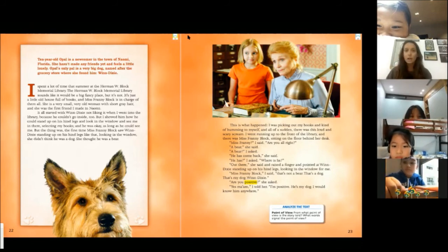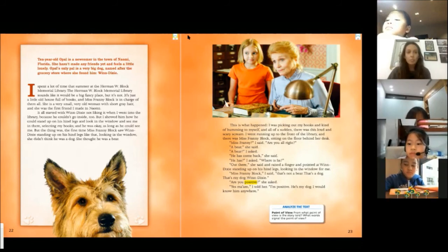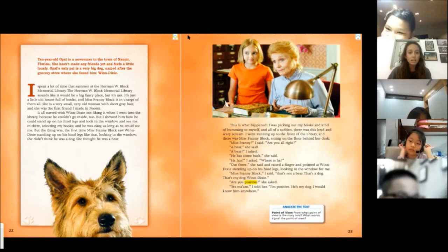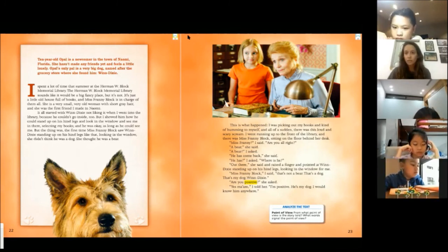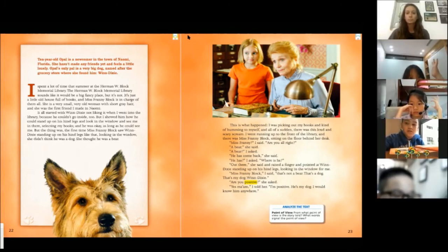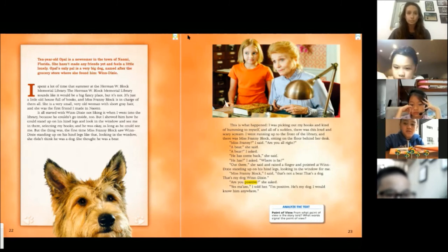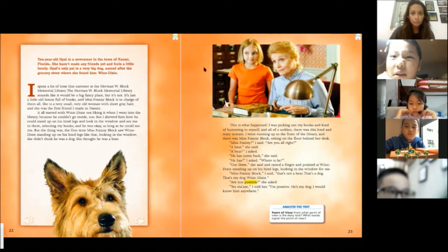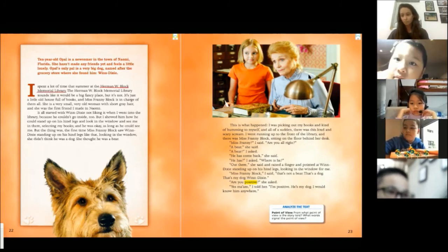All right, so let's stop here. Where is the setting of this story? Belle, what's the setting of this story? The setting of this story is in the Herman W. Block Memorial Library. Yep, the Herman W. Block Memorial Library. Okay, good job.